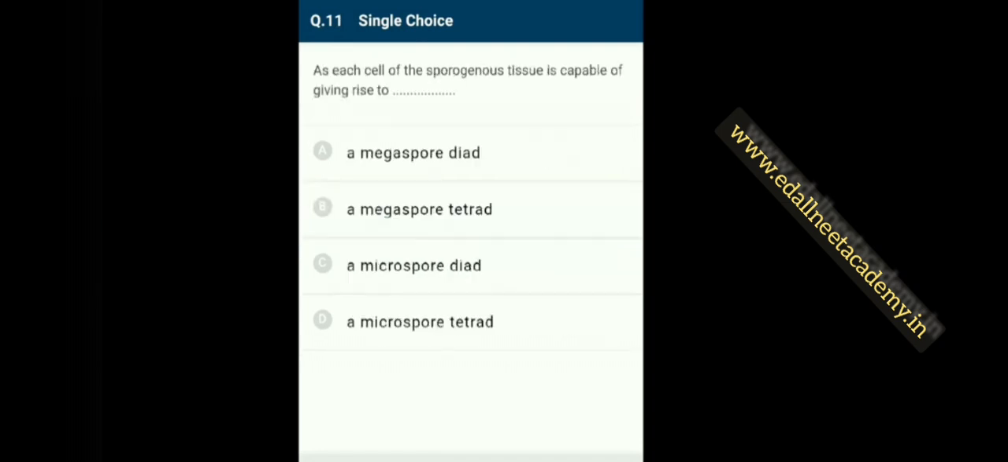Question number 11. Each cell of the sporogenous tissue is capable of giving rise to a microspore tetrad. Each one is a potential pollen or microspore mother cell. The process of formation of microspores from the pollen mother cell through meiosis is called microsporogenesis. The microspores, as they form.